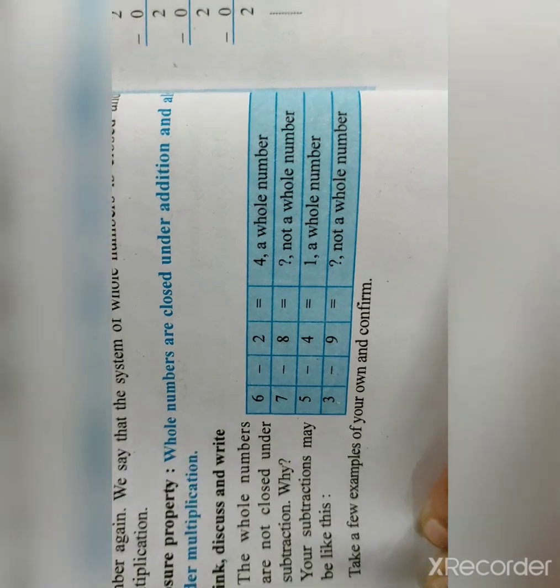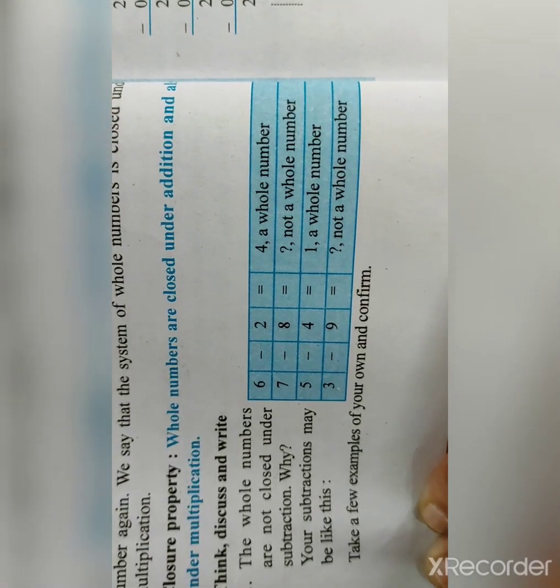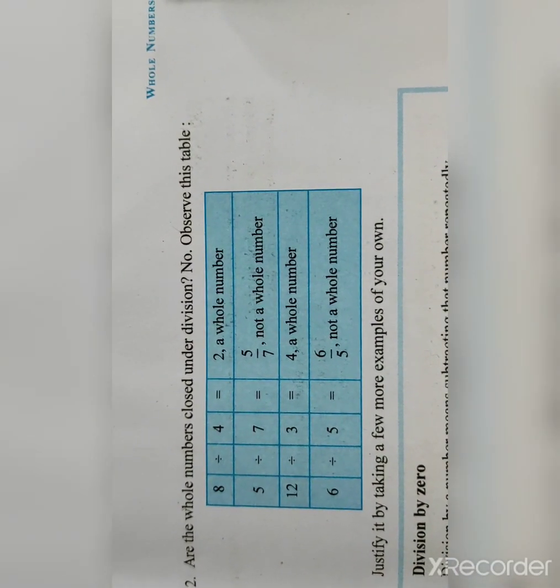Now in the third situation, 5 minus 4 is 1, and 3 minus 9: same, 9 minus 3 is 6 we will write. Simple subtraction we will take, but before 9 you can see the subtraction sign is there, so the greater number's sign we will always put. So minus 6 is not a whole number. Okay, so we can say that whole numbers are not closed under subtraction.